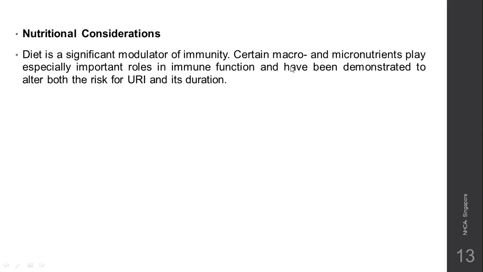The nutritional considerations of upper respiratory tract infection. So diet is a significant modulator of immunity. Certain macro and micronutrients play especially important roles in the immune function, and they have been demonstrated to alter both the risk for upper respiratory tract infection and its duration. Some nutrition, when you focus on it, can reduce the time period of your suffering as well. And also, it can reduce your risk of getting the upper respiratory tract infection in the future when you focus on some specific nutrients.